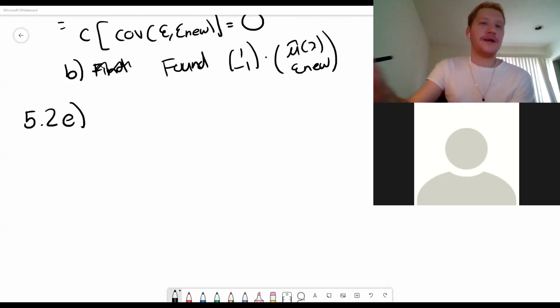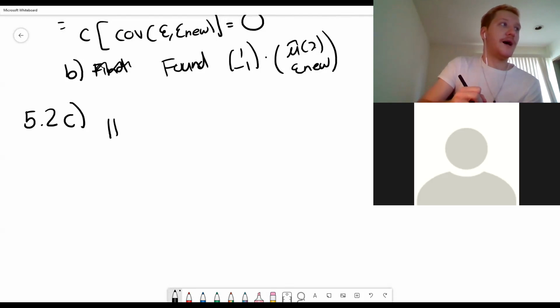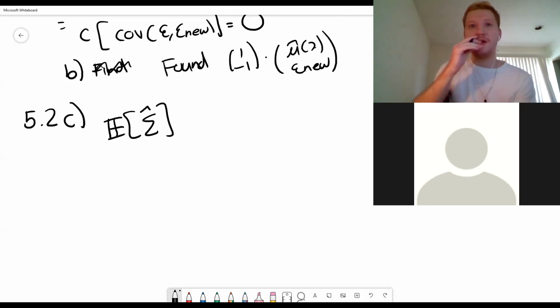Yeah. Okay, so let's look at C. C is a little tricky actually, and then D is pretty easy once you know what to do for C. So for C, you want to find the expected value of sigma hat. This is a very common problem.